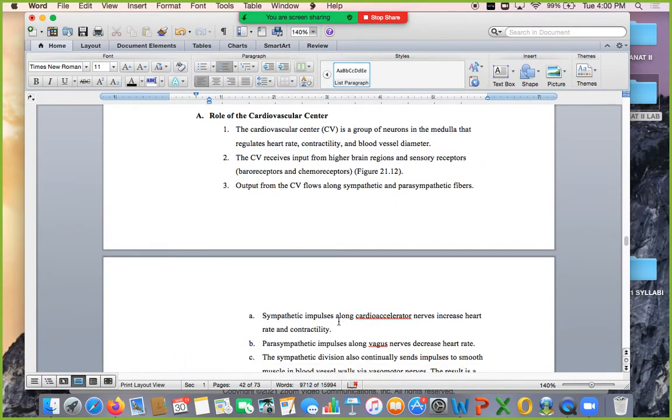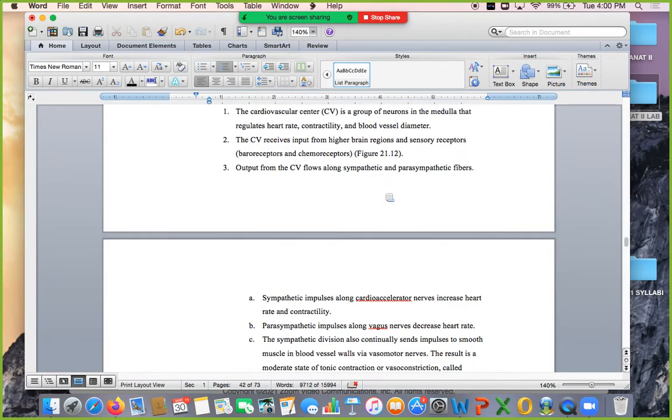Okay. In the brain, we have a region called the cardiovascular center, which is a group of neurons that regulate heart rate, contractility, and blood vessel diameter. And this all happens via sympathetic and parasympathetic fibers.